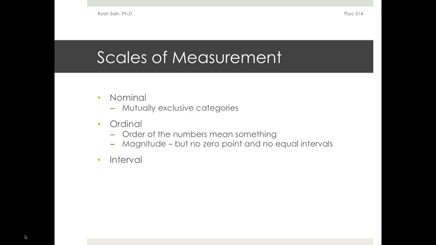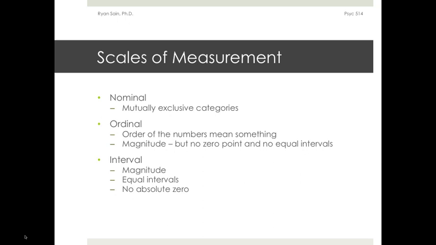You will work quite a bit with interval level data because of the intelligence testing and things you do. It has magnitude, in other words, a property of moreness. It has equal intervals, but there's no absolute 0. A great example is a temperature scale, anything other than Kelvin. Celsius and Fahrenheit work. A 0 on a Fahrenheit scale doesn't mean there's no temperature outside.